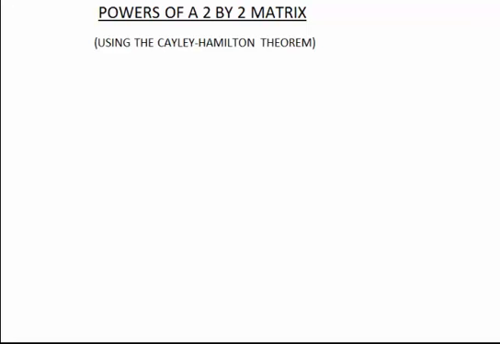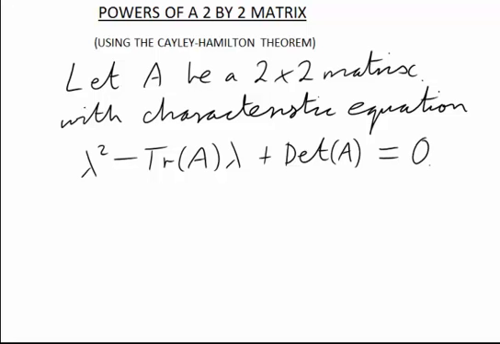Let's start with a 2 by 2 matrix and call it A, and write down its characteristic equation. Since A is 2 by 2, the characteristic equation must be a quadratic. It will start with lambda squared. It can be shown that the coefficient of lambda is minus the trace of the matrix A, and the constant term in the equation is just the determinant of A. Hence we have the characteristic equation seen here.